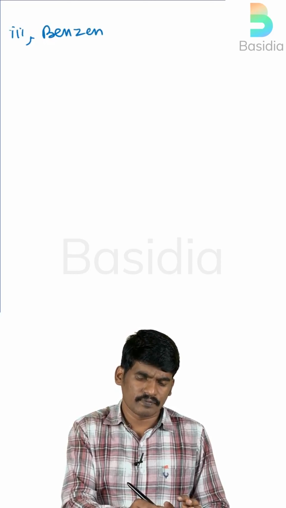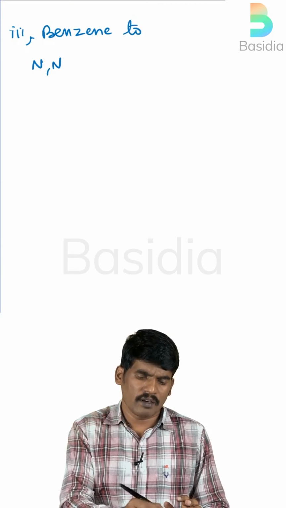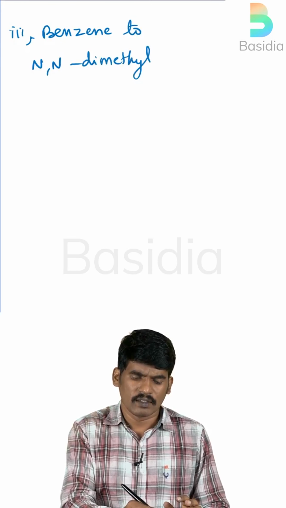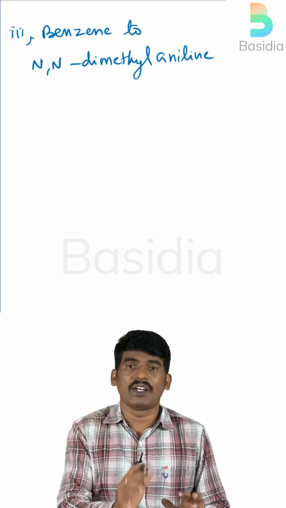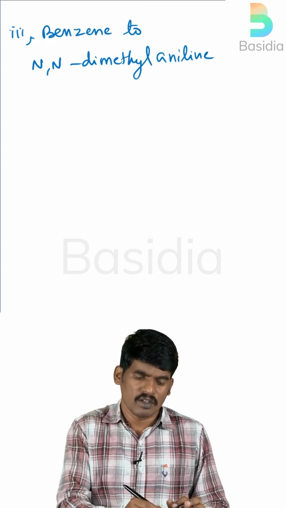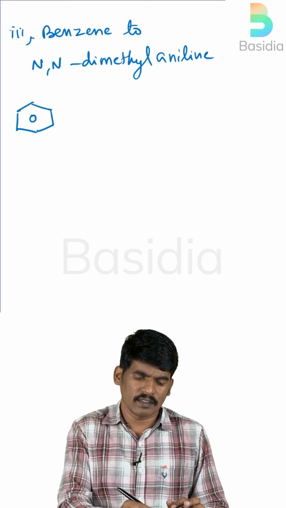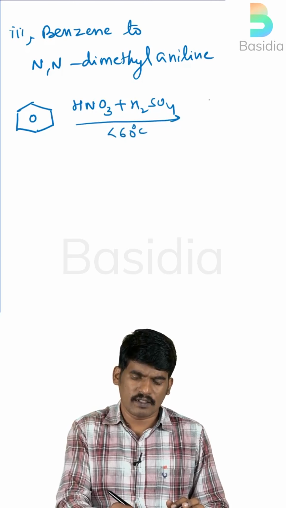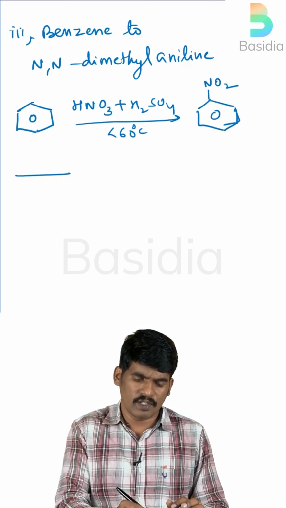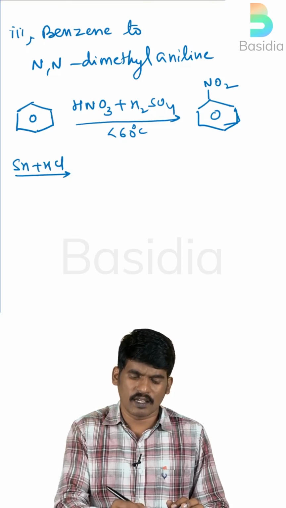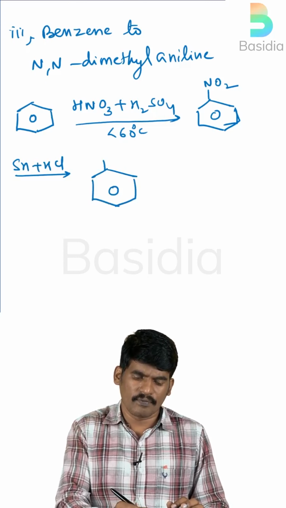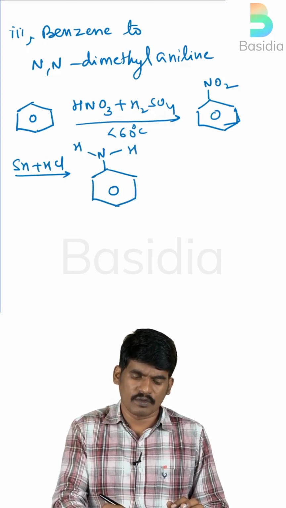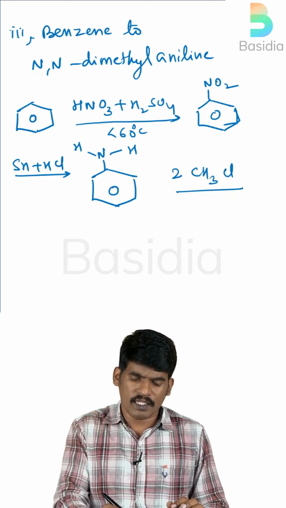Next we have another one, benzene to N,N-dimethylaniline. How do you convert benzene into N,N-dimethylaniline? So benzene is reacting with the nitration mixture, HNO3 plus H2SO4, at less than 60 degrees Celsius, which gives you nitrobenzene, which on further reduction with Sn plus HCl gives you aniline, C6H5NH2. It is treated with 2 moles of CH3Cl.